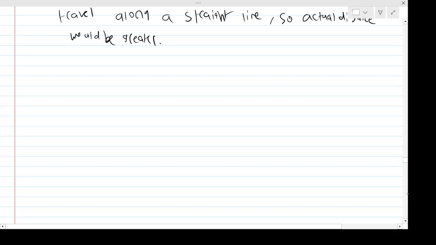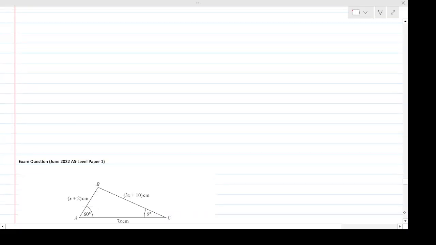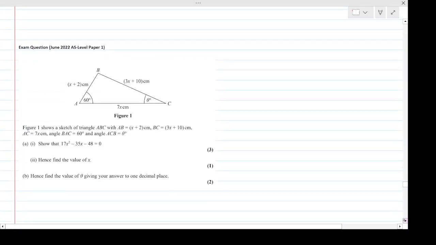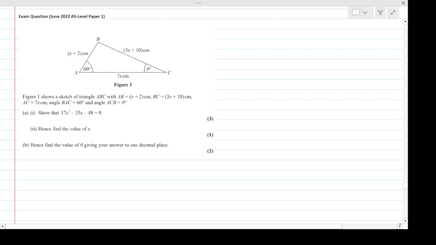Okay. Anyway, final exam question then. Let's have a look at this. Figure 1 shows a sketch of a triangle ABC with AB = x + 2, BC = 3x + 10, AC = 7x, and angle BAC = 60 degrees. And they've drawn the triangle for us again, quite nice of them. We need to show this quadratic equation, right?